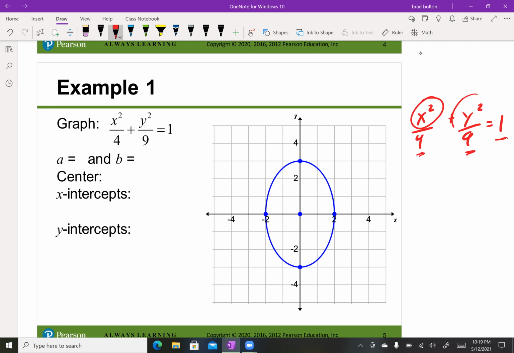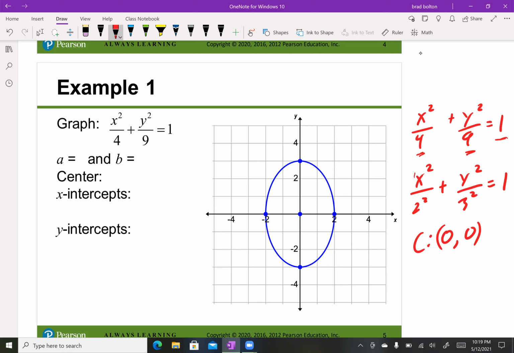We have our x squared and we have our y squared, so we're good. So what we do now is we need to rewrite these. X squared over 2 squared plus y squared over 3 squared equals 1. Okay, so what we're going to do is, in relation to the x, we're going to start here at 0, 0. So we know our center is 0, comma 0.